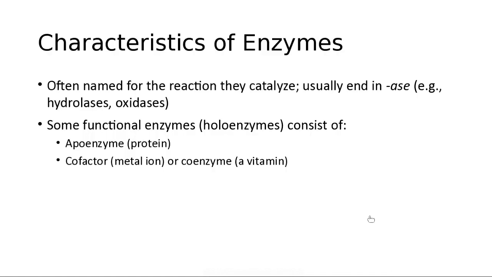Now, they're often named for the structure they catalyze. They may end in the term ase, like peroxidase breaks down hydrogen peroxide. Now, some enzymes, the functional enzyme or holoenzyme, has the apoenzyme, which is your protein, and then a cofactor, which may be a metal, or a coenzyme, which is going to be a vitamin.